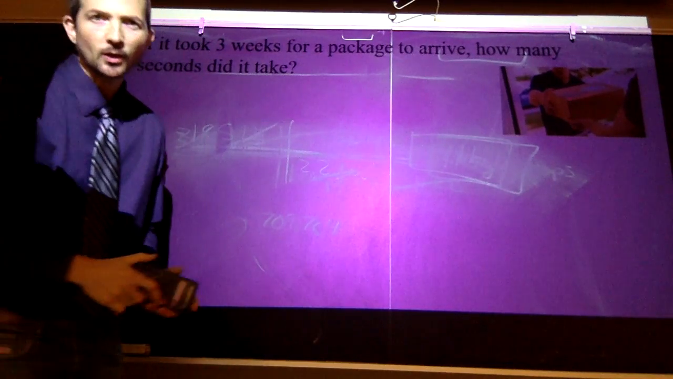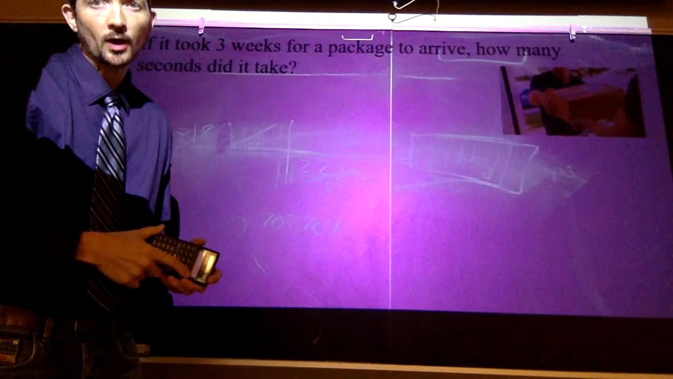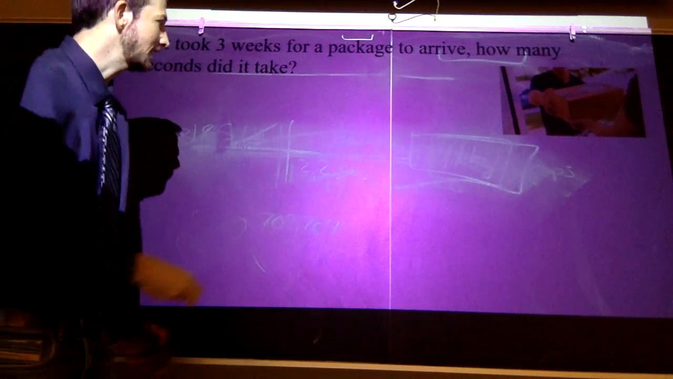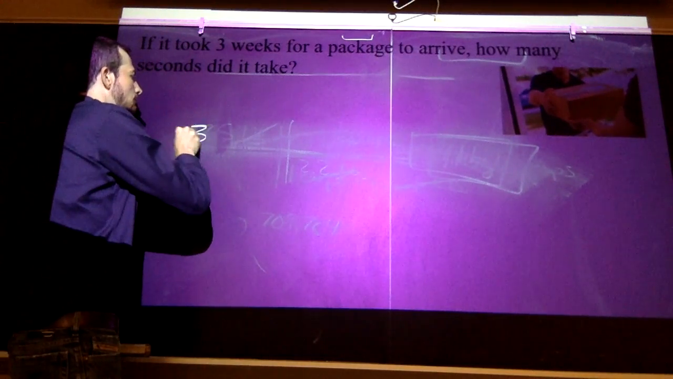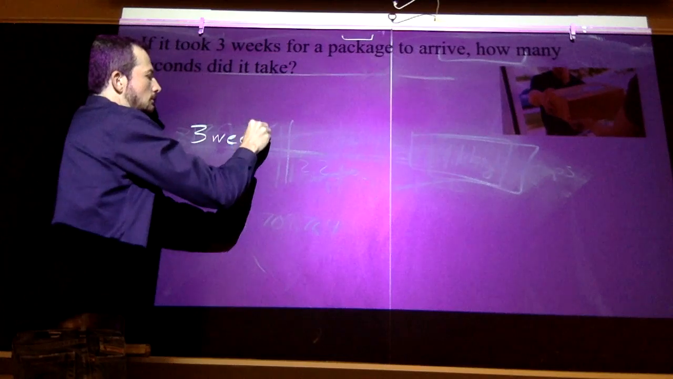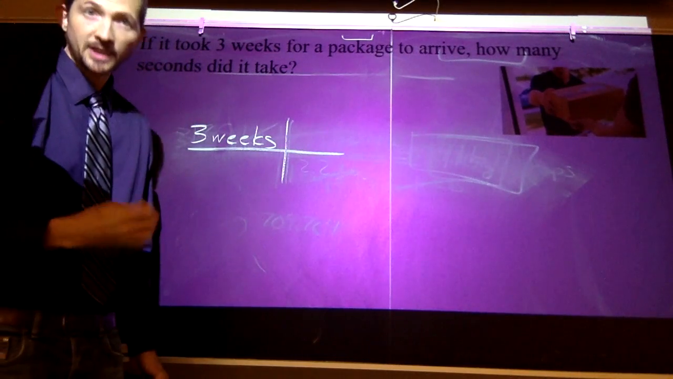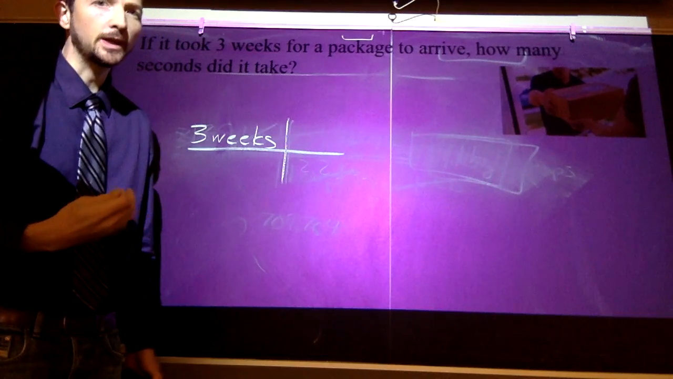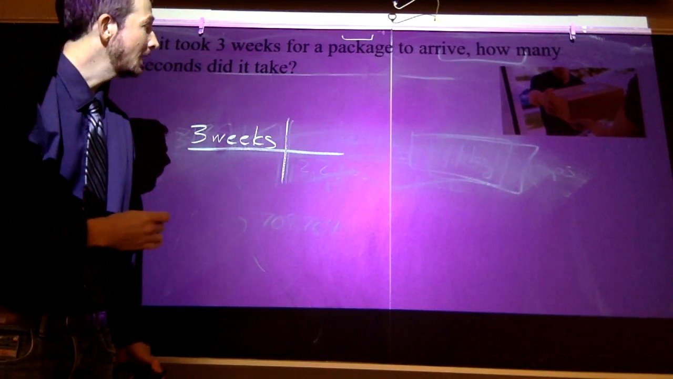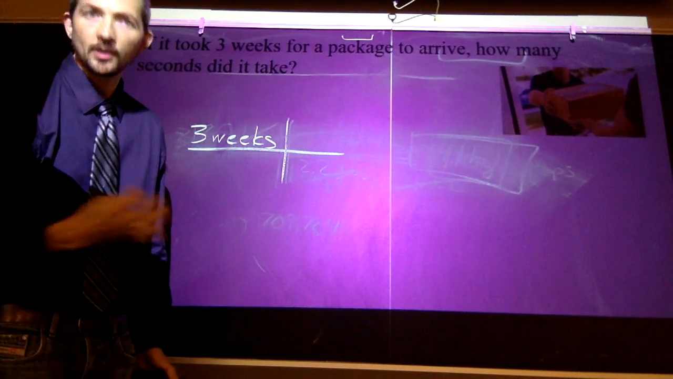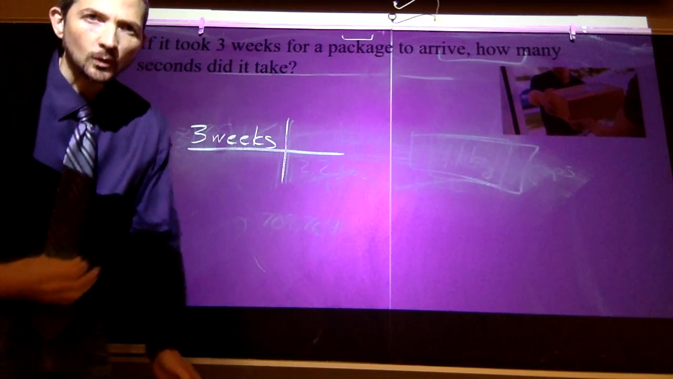Now this one says if it took 3 weeks for a package to arrive, how many seconds did it take? So, does anybody know how many seconds in a week? I don't. But what do I know about weeks? I know there's 7 days in a week. So I'm going to use what I know.